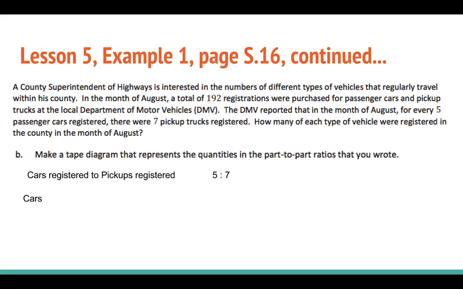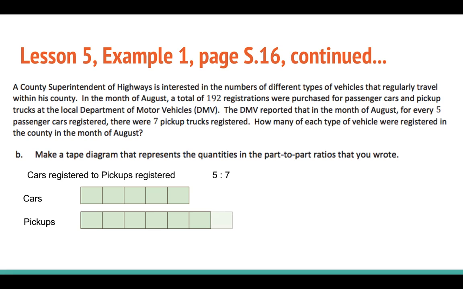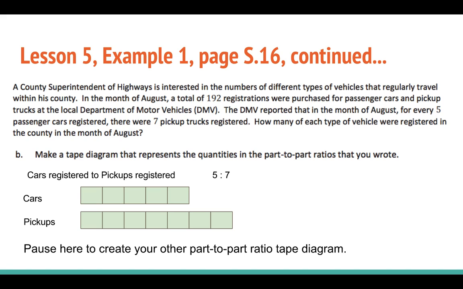We're going to draw a tape diagram. Cars had 5, so we're going to put 5 boxes. And pickups had 7. We're going to put 7 boxes. Here is our tape diagram that represents one of our part-to-part ratios. Pause here to create your other part-to-part ratio tape diagram.